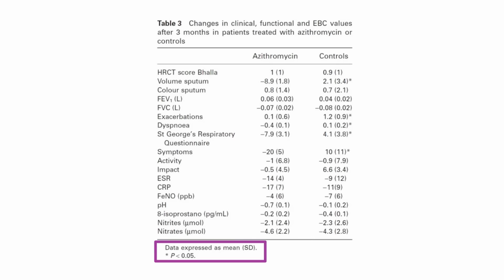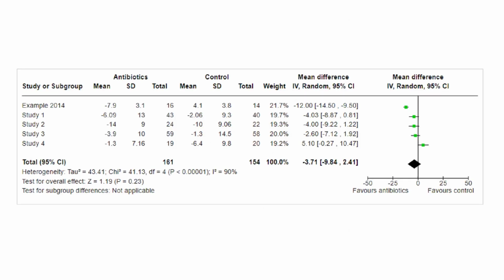However, when we come to enter the data into Review Manager, that study is shown as example 2014. And you will notice within this meta-analysis that I-squared is extremely high at 90%. Moreover, the standard deviation for this study is rather small, 3.1 and 3.8, compared to all the other studies. As a consequence, although there are only a total of 30 patients in this study, it's still given 20% of the weight. This raises the question about whether this is really a standard deviation or whether there is a mistake in the paper. How can we find out?